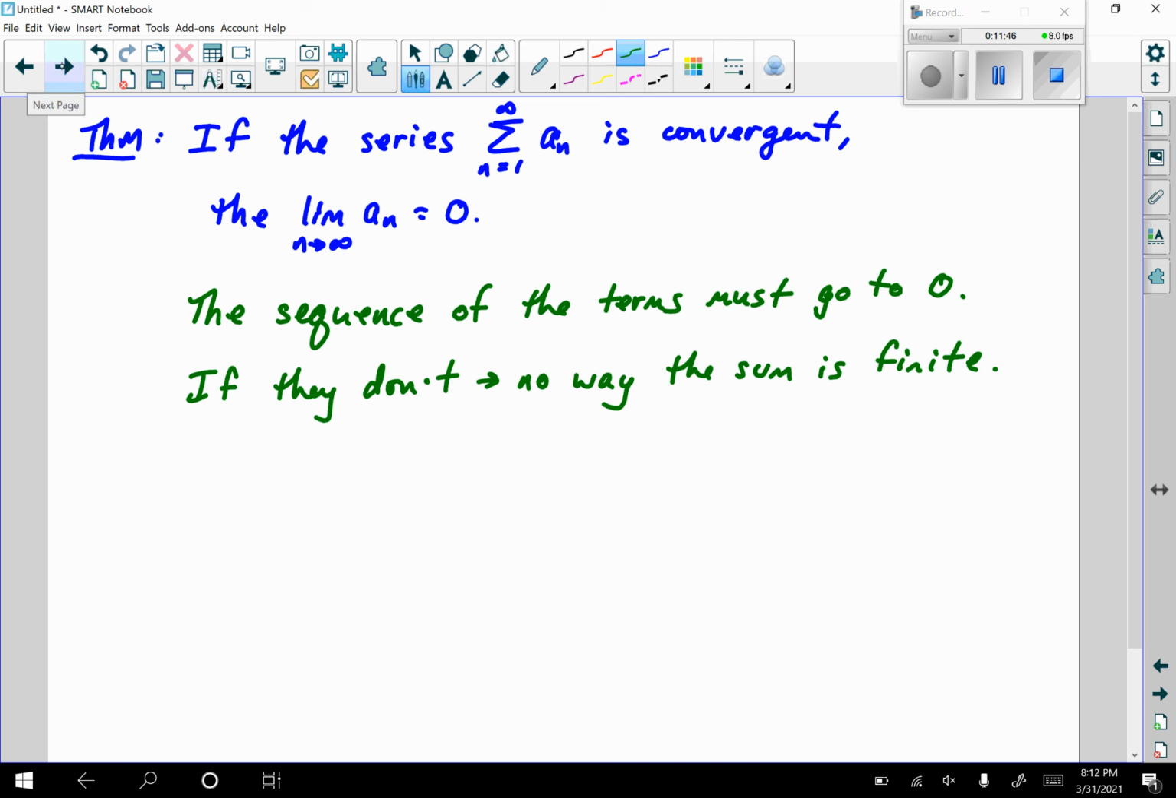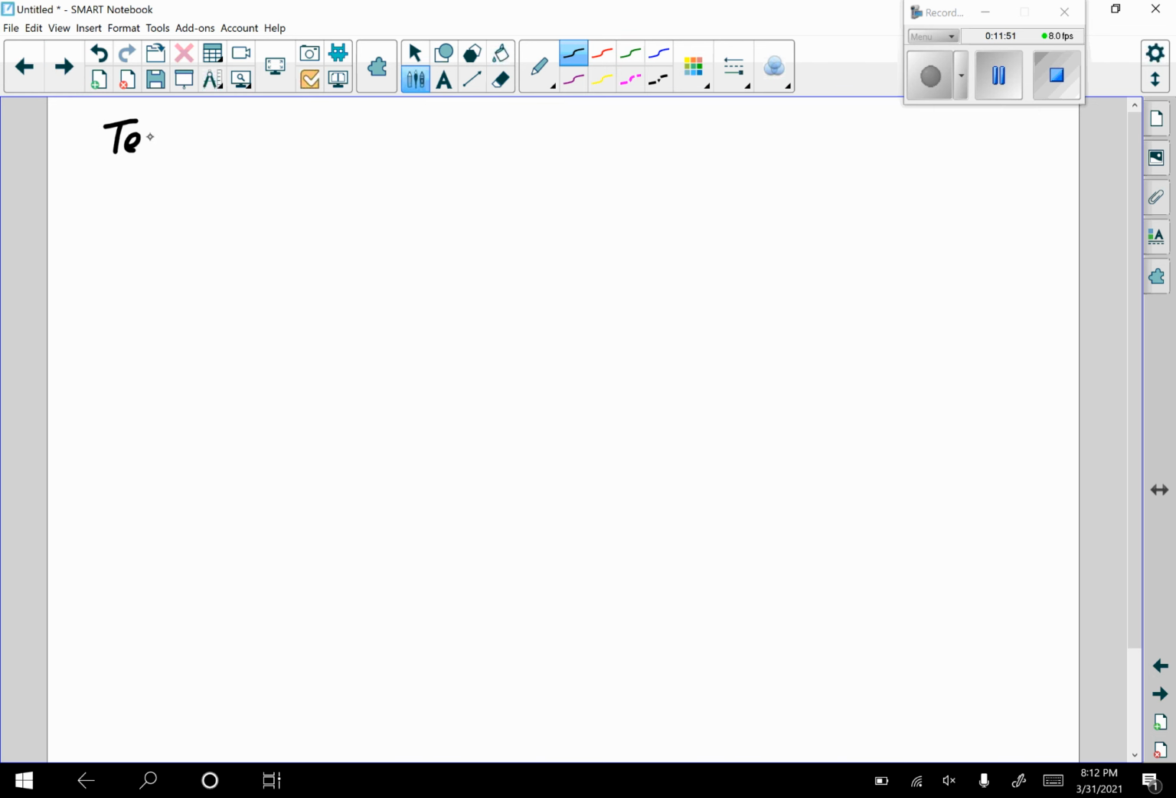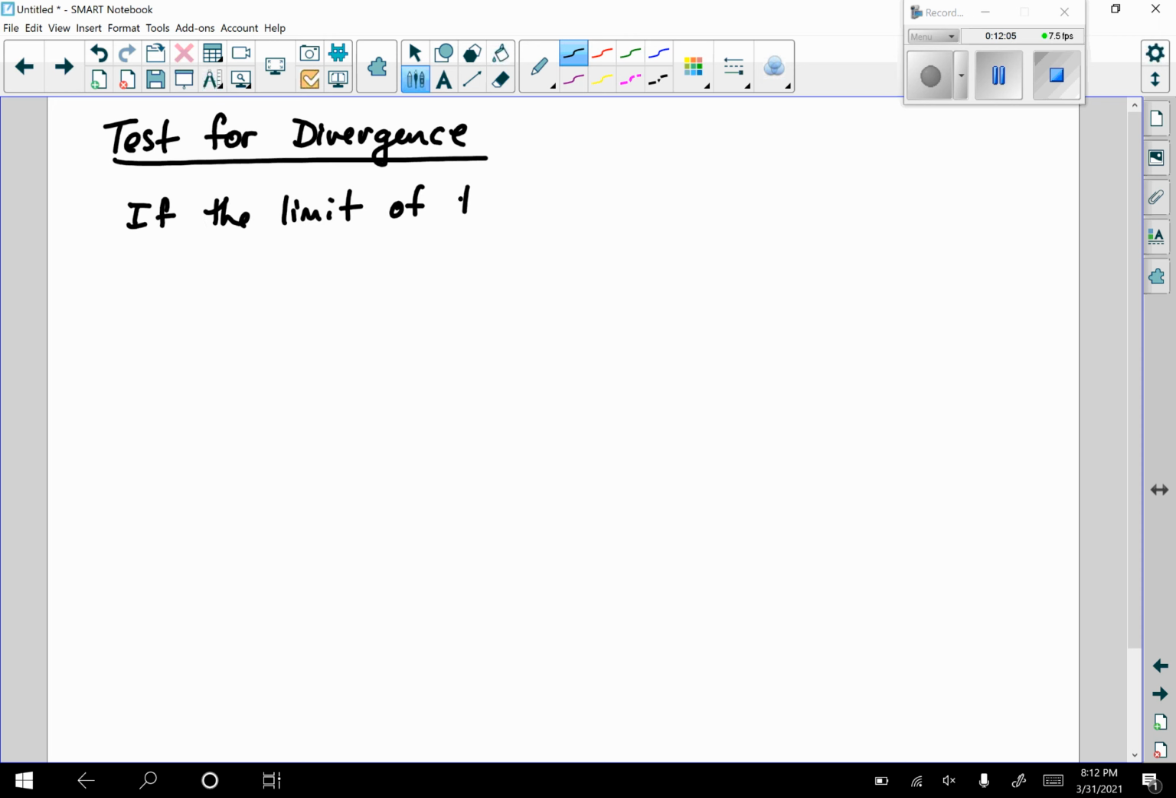So we're going to take a look at a test for divergence. If the limit of the terms is not 0, meaning this notation right here, then the series is divergent.